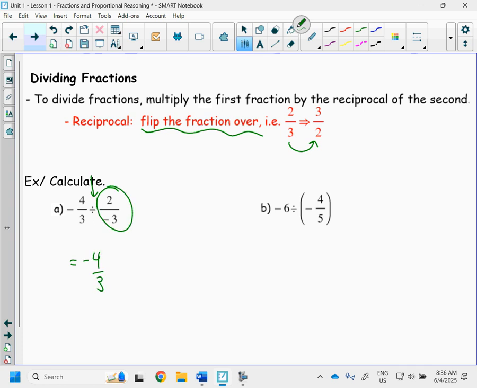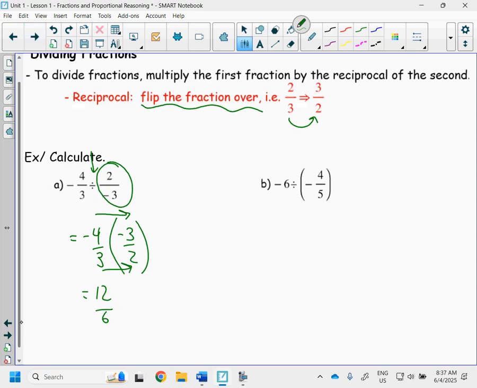First one stays the same. The second one flips upside down. Don't change numbers, don't change signs. It's still negative in there. But now we're going to turn this into multiplying. We know how to multiply. We just did that. -4 times -3 is 12. 3 times 2 is 6. Hey, 12 divides by 6 really nicely. That's just 2, a whole number.